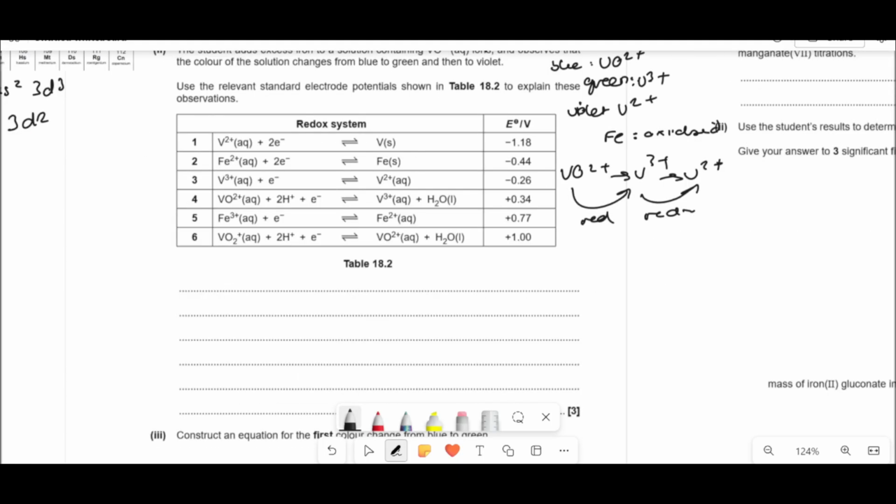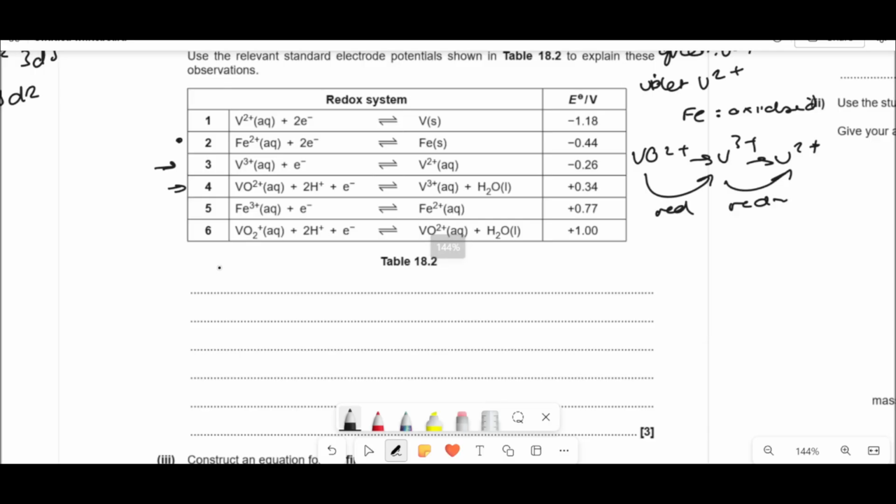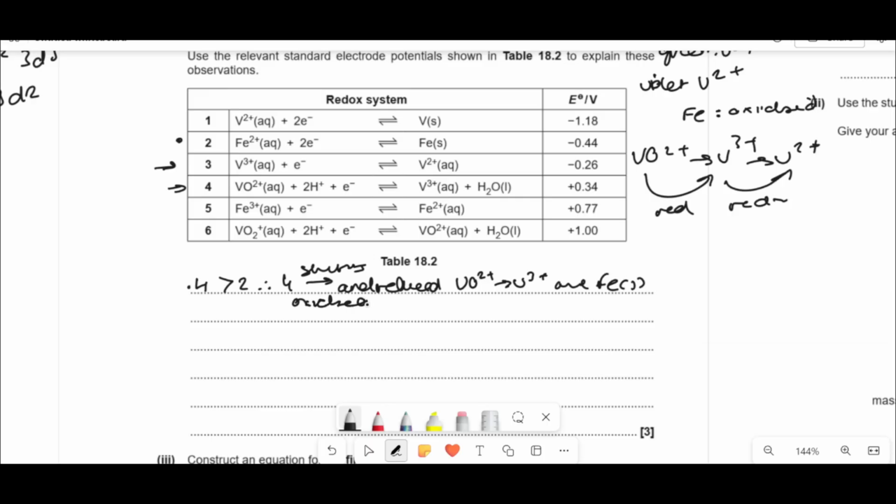So the half-equations we're going to be using are the one with Fe solid in, which is here, and then whichever ones lead to these things, so V3+ and so forth. So we're going to be using this one, which goes from VO2+ to V3+, and then V3+ to V2+, which is here. And that's actually it. So then you would just describe what's happening in that sense. In this case, 4's E value is greater than 2, therefore 4 shifts to the right and is reduced. So you get VO2+ becomes V3+, and Fe solid is oxidized to Fe2+ aqueous, right? Cool. That explains how we go from here to here.